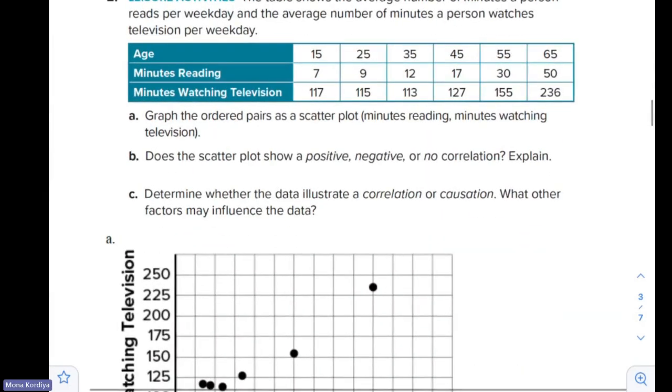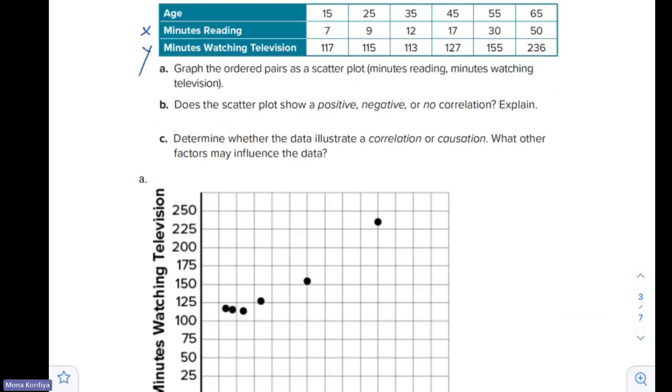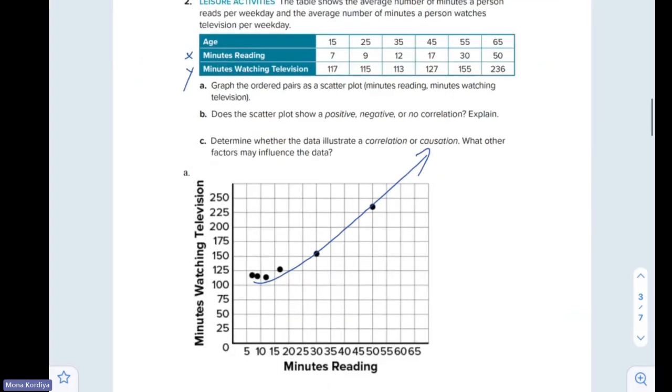In this lesson, you are going only to analyze the situation. There will be no solution, no solving. The table shows the average number of minutes a person reads per weekday and the average number of minutes a person watches television. So this is number of minutes reading versus number of minutes watching television. And when you plot those points using a good scale, you will find this relation, this scatter plot. And the scatter plot, as you see, shows a kind of increasing pattern. So it is definitely positive correlation.